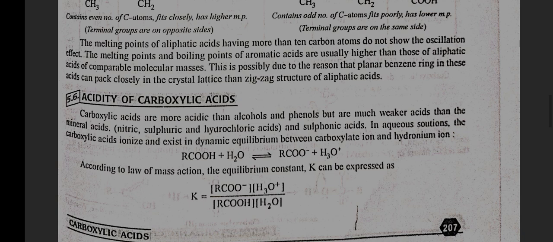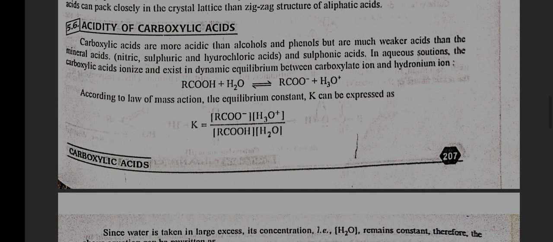Acidity of carboxylic acids. Carboxylic acids are more acidic than alcohols and phenols but are much weaker acids than the mineral acids and sulfonic acids. In aqueous solution, the carboxylic acids ionize and exist in dynamic equilibrium between carboxylate ion and hydronium ion. According to the law of mass action, the equilibrium constant K can be expressed as K = [RCOO⁻][H3O⁺] / [RCOOH][H2O].